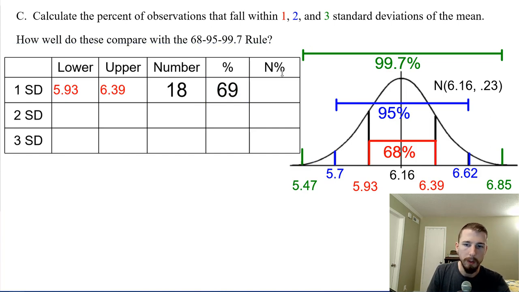Alright, what would the percent be if we were talking about a normal model? In the model it would be 68, but our actual data from the distribution was 69. So that's really close. And this is the actual data. I didn't mess with it or anything, which is kind of cool.